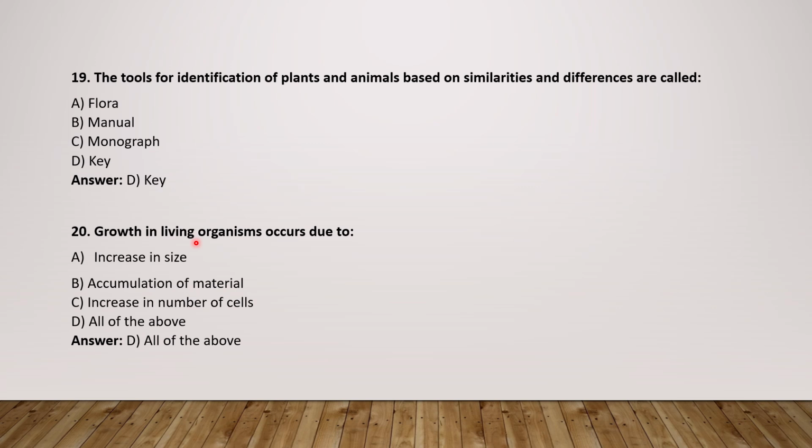Number 20. Growth in living organisms occurs due to? The right answer is option D, all of the above. Growth can result from increase in size, material accumulation, or an increase in cell number.